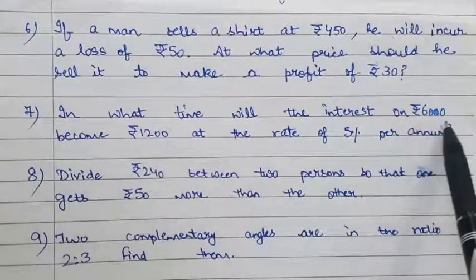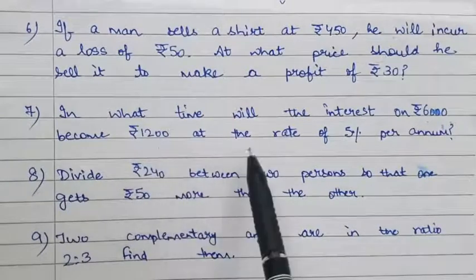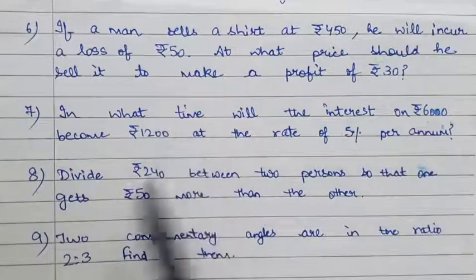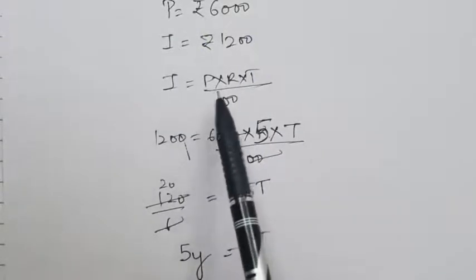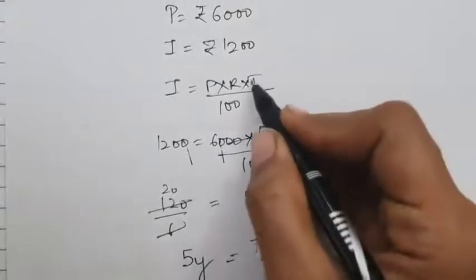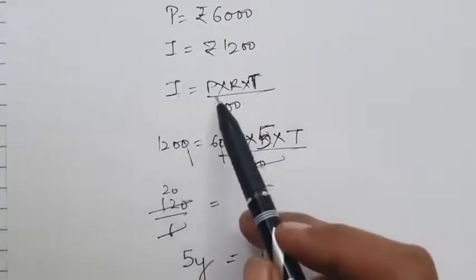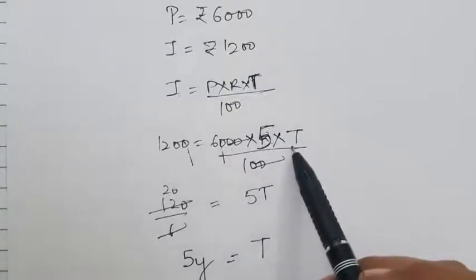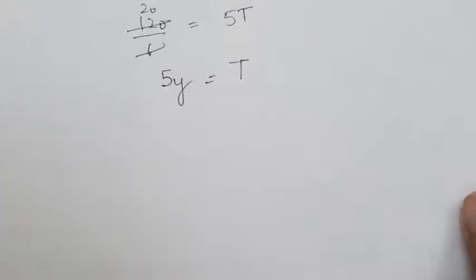The next question is: in what time will the interest on rupees 6,000 become 1200 rupees? Means this is the principal given to us and interest is 1200 at the rate of 5% per annum, and we have to find the time. So let us take the formula for interest: principal into rate of interest into time upon 100. Interest is 1200. Principal is 6000 into 5 into time, which we have to find, upon 100. On doing the calculations, the time we got is 5 years.